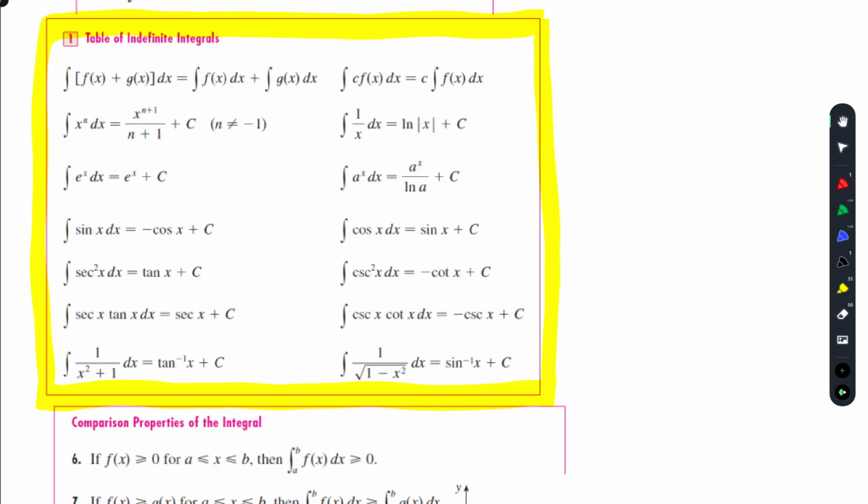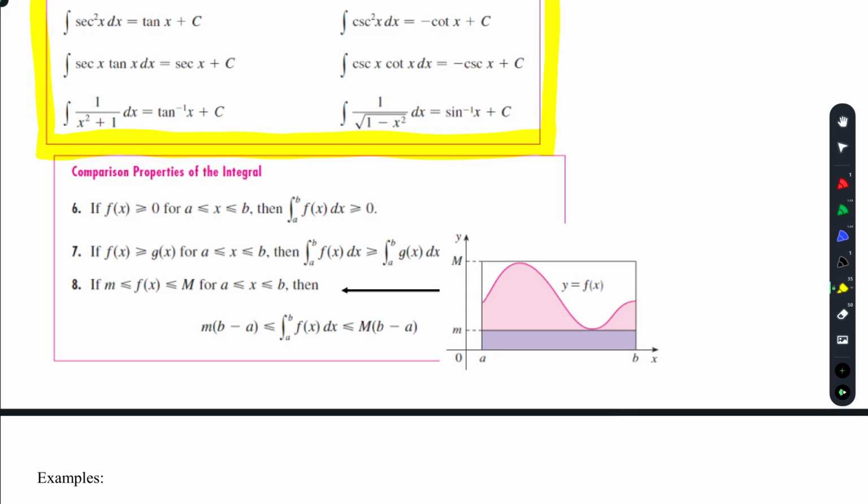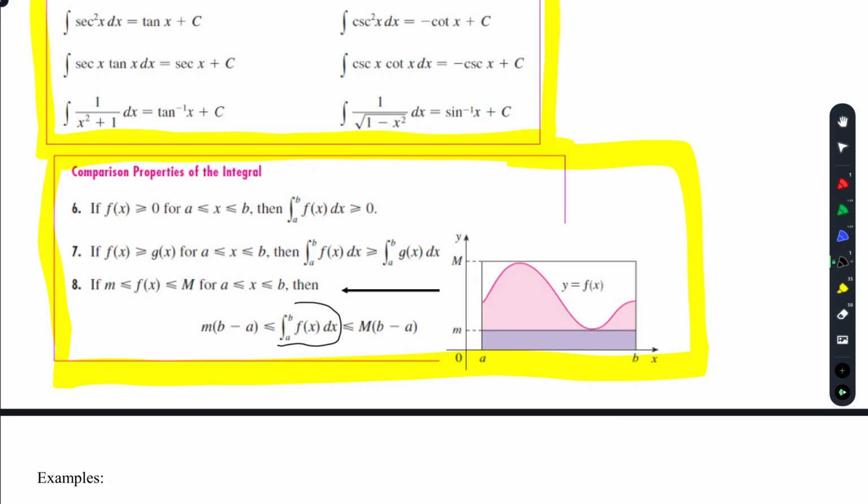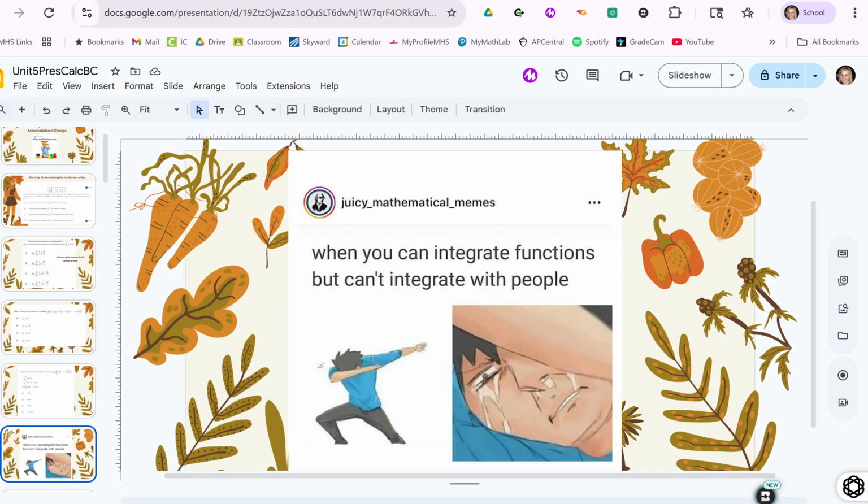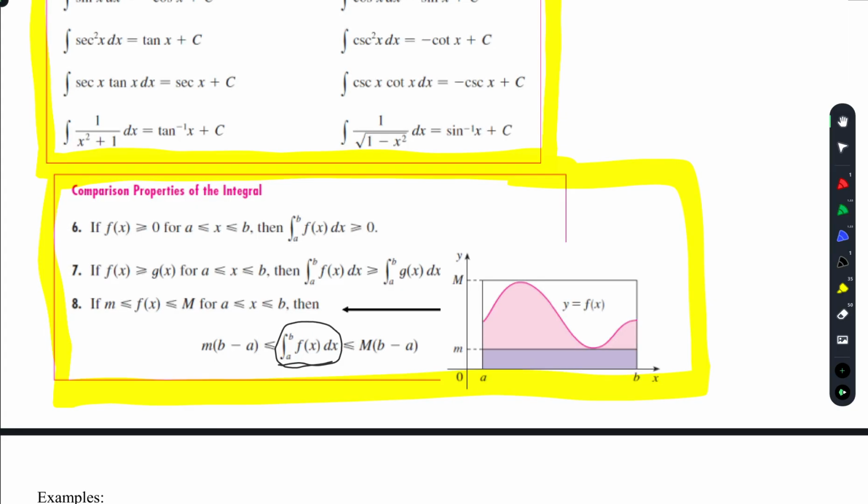Comparison property of integrals. I haven't seen this a ton. I've seen it on multiple choice here and there. We might get it. It looks more complicated than it is. Basically, if I were to find the area of some random integral, come on. Now my pen won't work. Hold on, I've got to turn it back on. If I were to do some random integral, wait for it. There it is.